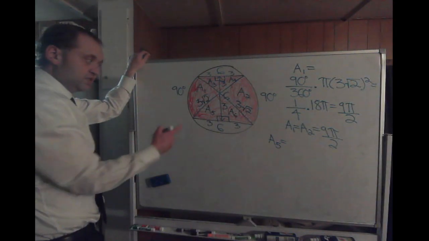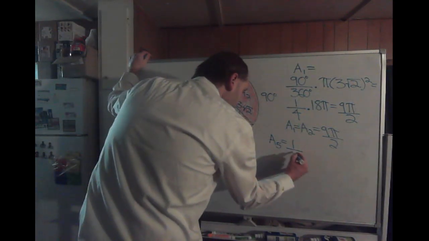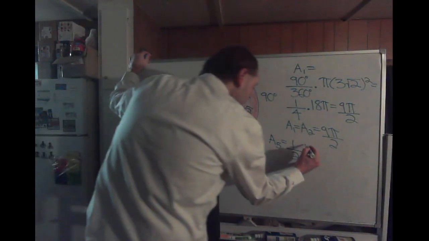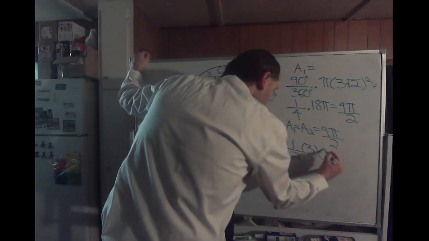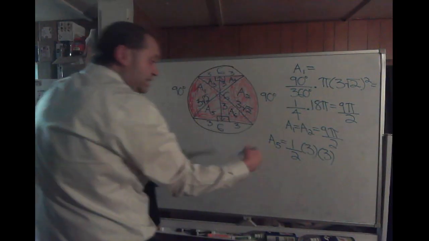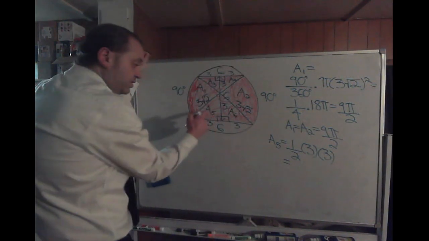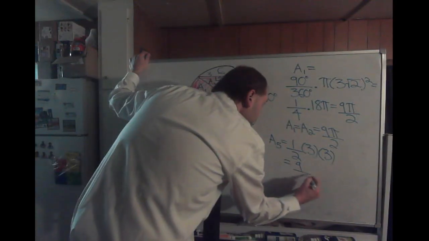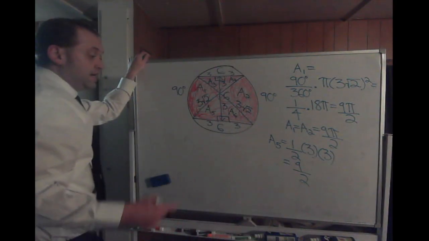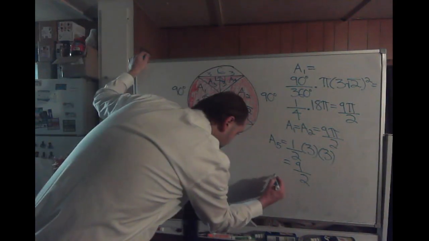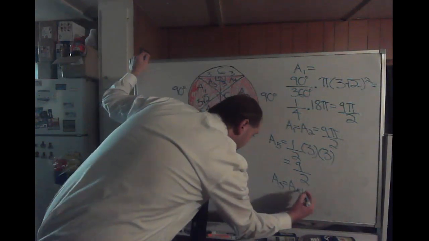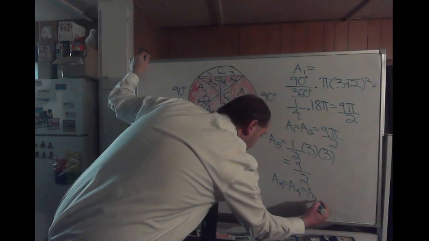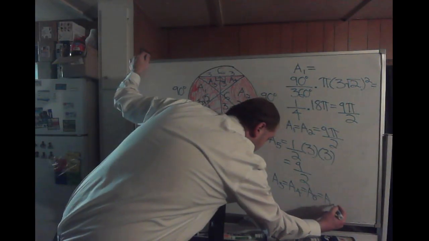The area, of course, is what? Half the base, which the base is 3, times the height, which is also 3. Well, 3 times 3 is 9, so you'd have 9 halves. So the area of this right triangle is 9 halves. And then actually, the other 3 right triangles are congruent. So area 3 equals area 4 equals area 5 equals area 6, which makes them all 9 over 2.